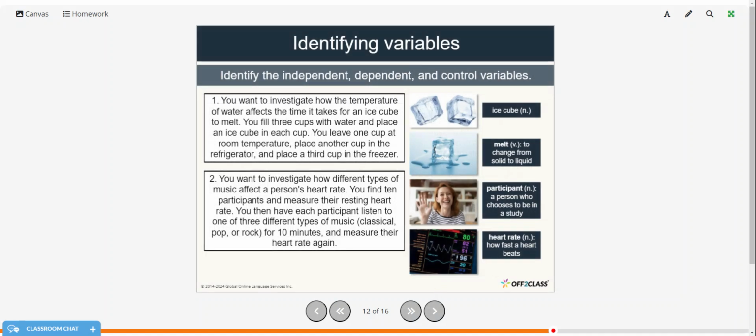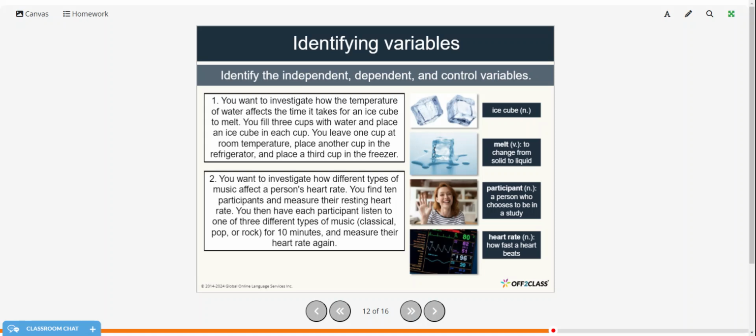Okay, so now identify the independent, dependent, and control variables. First we have some vocabulary. Ice cube, it's a picture of an ice cube, so a noun. Melt is a verb, to change from a solid to a liquid. Participant is a person who chooses to be in a study, and heart rate is how fast a heart beats.